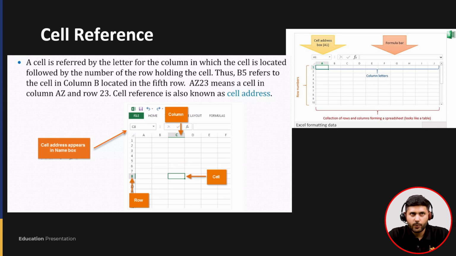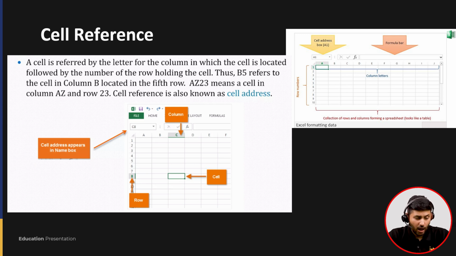Okay, AZ23. Now, this is something that goes up to a lot of values. We will be seeing the limit of this particular cell value in the coming time. AZ23 means that my column name is AZ and the row is 23. Okay, a cell reference is also called a cell address many times.